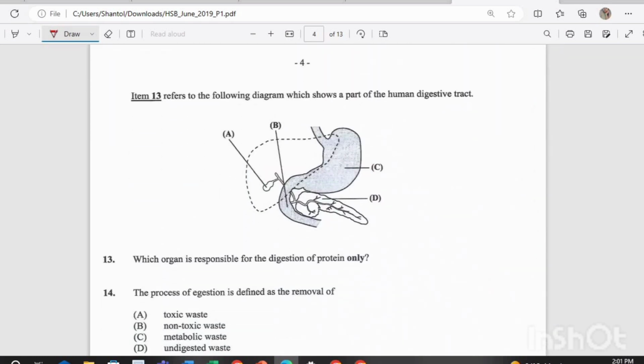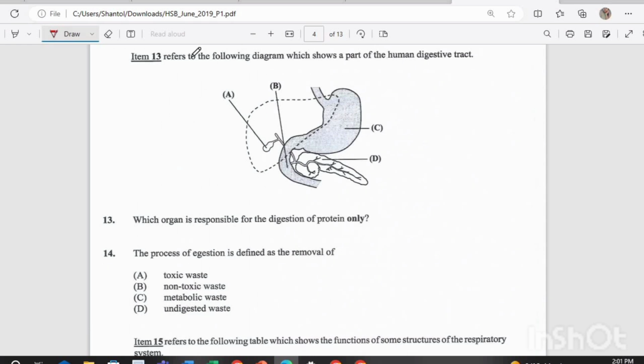Question 13. Item 13 refers to the following diagram, which shows a part of the human digestive tract. And we have the diagram here. Question 13 asks, which organ is responsible for the digestion of protein only? And the answer here would be C. C is the answer for question 13.